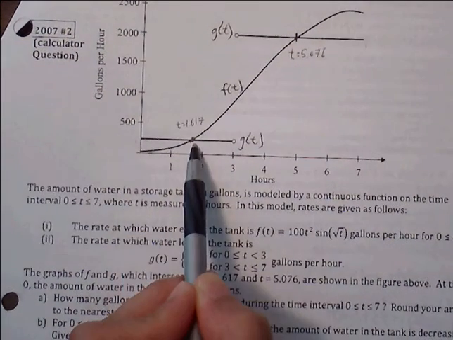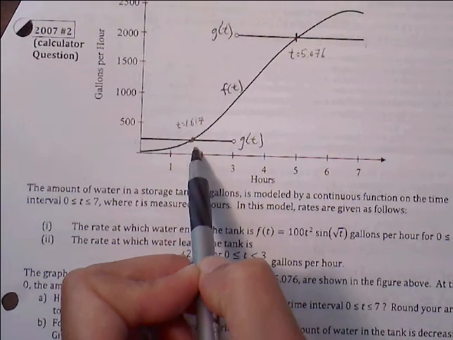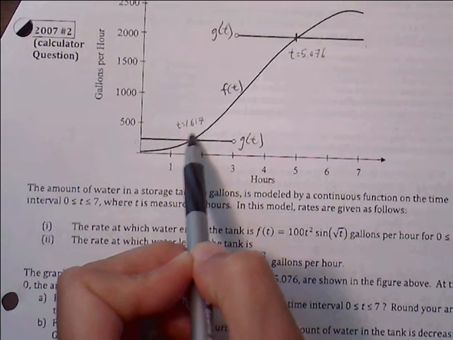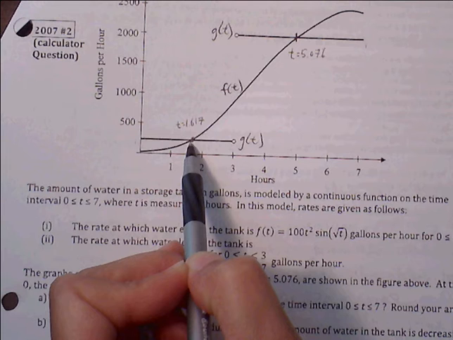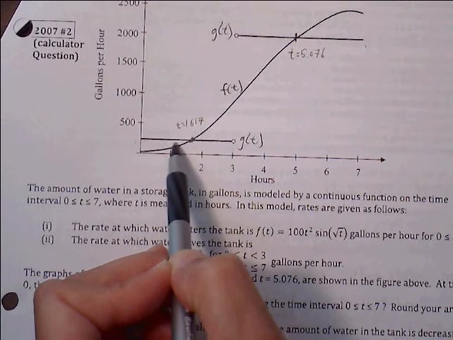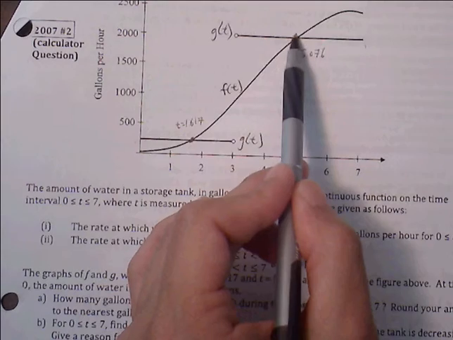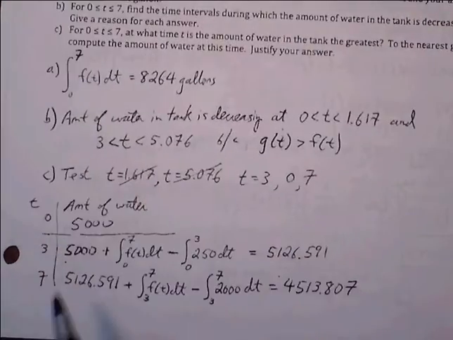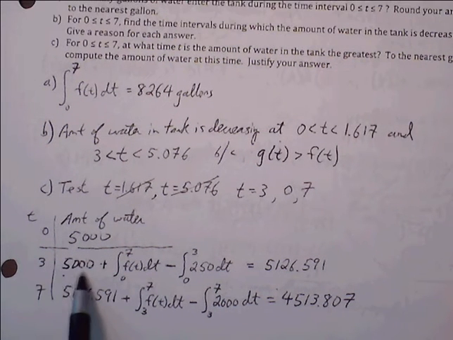We don't need to test 1.617 or 5.076 because these are not going to be relative maximums. This is going to be at a point right after there has been water being let out. So because water is being let out up to that point, we know that's not going to be a relative max. And same thing here, it will not be a relative max, only at 3. So we need to figure out how much water is in the tank at 0, 3, and at 7 hours.